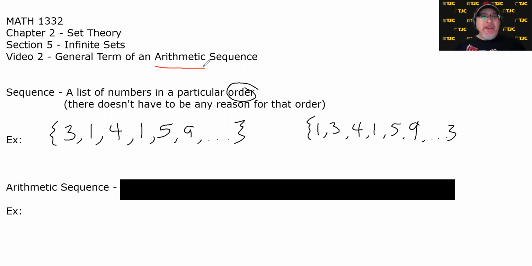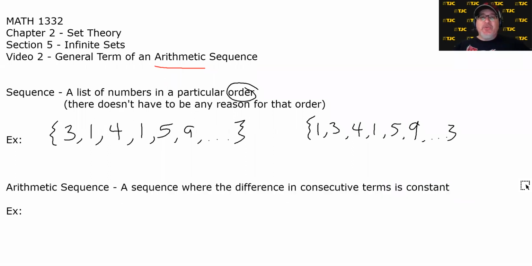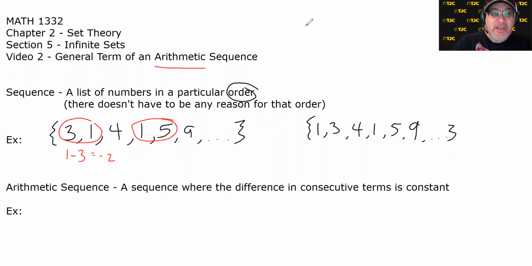So what is an arithmetic sequence? Well, an arithmetic sequence is a sequence where the difference in consecutive terms is constant. Let me explain what I mean by difference in consecutive terms. If you take 2 consecutive terms and subtract them, so 1 minus 3, it's always the second minus the first. 1 minus 3 is -2. But then you take a different pair like this one and do 5 minus 1, you get 4.